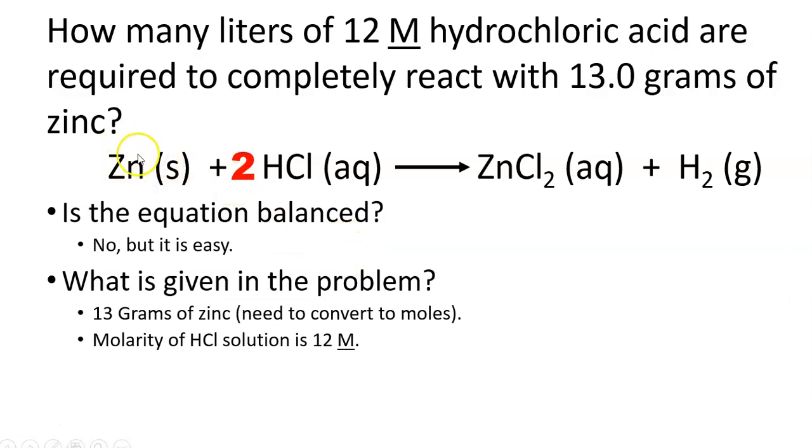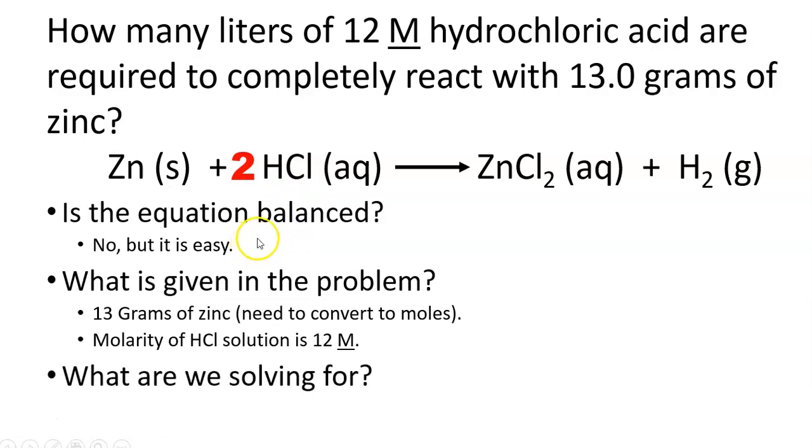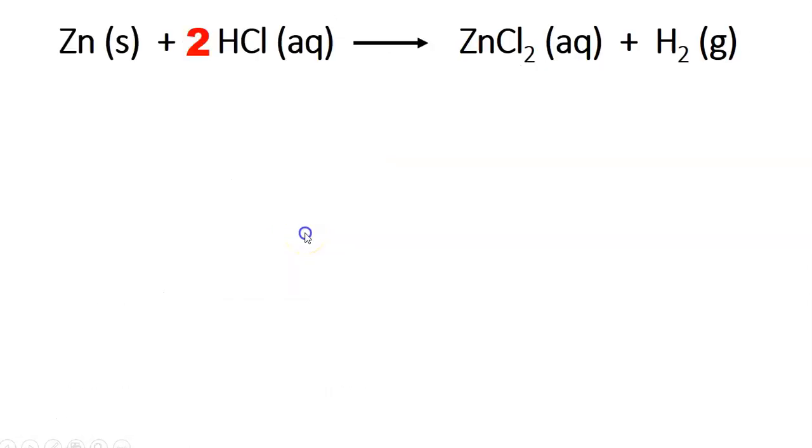But since we're starting with zinc, we have grams of zinc right here. We're going to convert grams to moles. Then we'll know how many moles of hydrochloric acid we will need to react. And then we can use that number of moles in our molarity expression. So to know what we're solving for, it is volume in liters of hydrochloric acid. So on the next page, here we go.